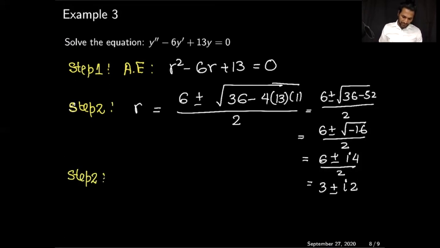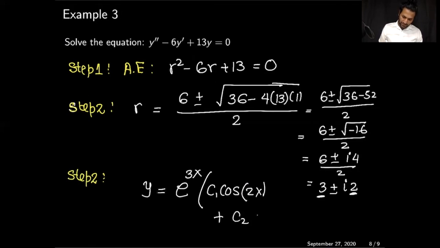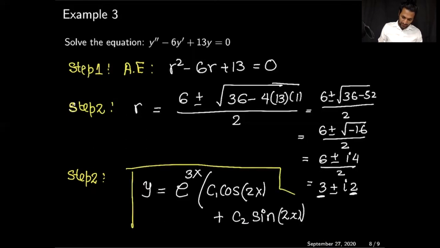To write down the general solution of this differential equation, I will write it as e to the power of first the real part. The real part of this pair is 3, so 3x. And then in parentheses, constant c1 cosine of the imaginary part of this root, which is 2 times x, plus c2 sine, where the inside of the sine will again be 2x. So this is our general solution of the given differential equation. And that was the case when you have imaginary roots.